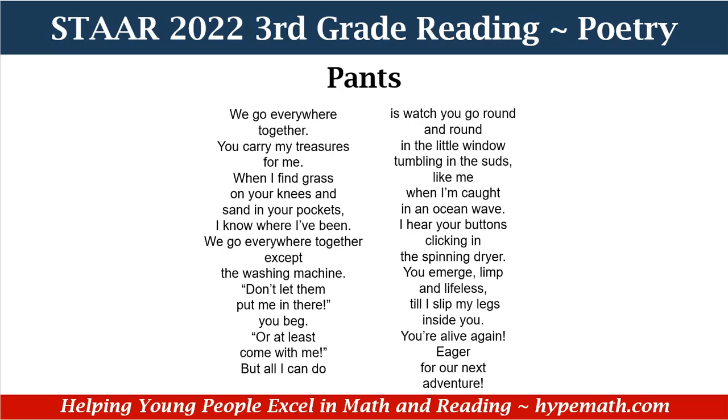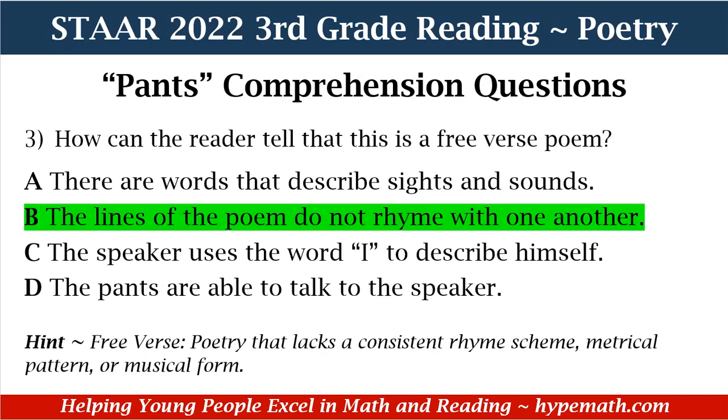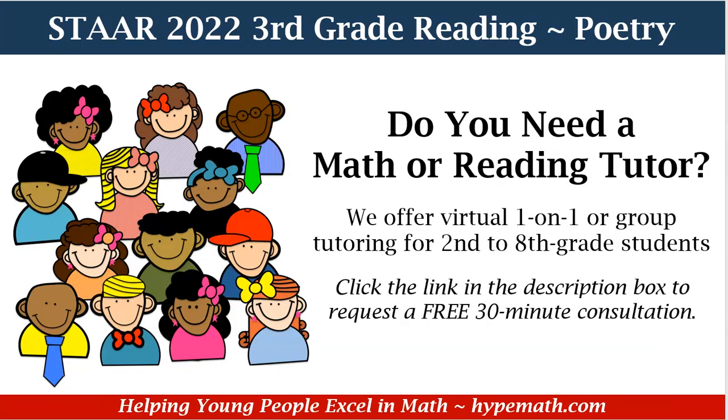And here is an example of our poem again. We don't see any rhyming words, and it's just really a poem that expresses an idea or an emotion about the speaker and his pants. So our correct response is B. The lines of the poem do not rhyme with one another. And that is it, third graders, for the review of elements of poetry.